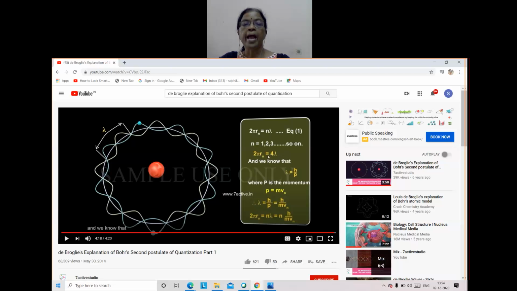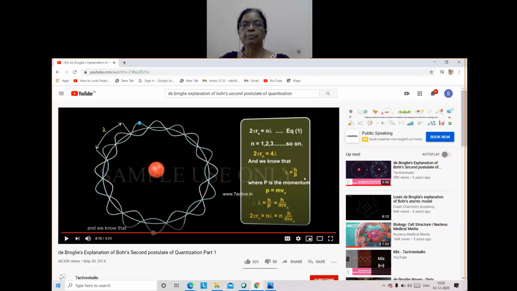So if it is the nth orbit, 2 pi r must equal n lambda. Okay, so 2 pi r equals n lambda, that is the first equation, where n equals 1, 2, 3, 4. For the fourth orbit, 2 pi r equals 4 lambda. And we have already studied the de Broglie wavelength, lambda equals h by p.